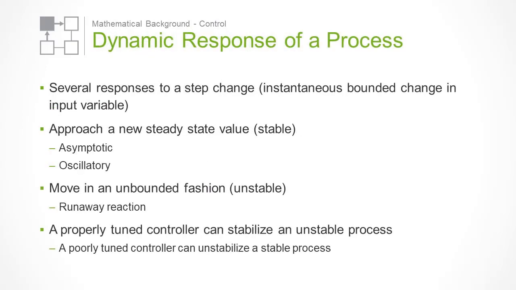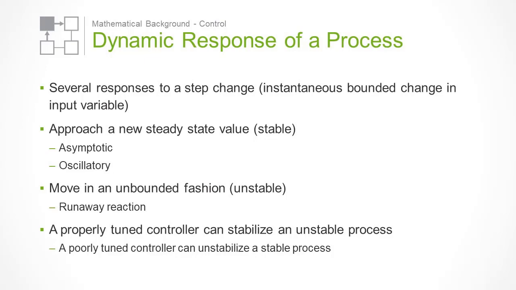controller. There are a few possible responses of a process when you introduce an instantaneous bounded change to its input, called a step change. The first possible response is that it could approach the new steady-state value. This approach could either be asymptotic or an oscillation that decays towards the new steady state. These are characteristics of a stable process. The process variable could also start moving in an unbounded fashion. A runaway reaction is an example of this. This response is characteristic of an unstable process.